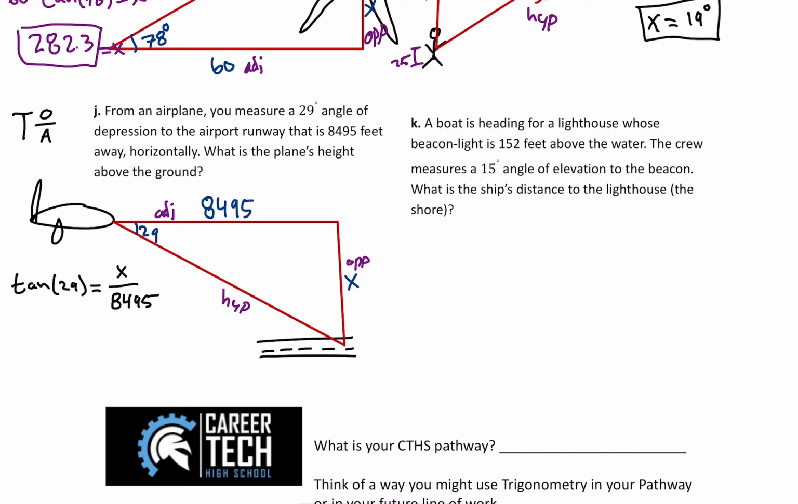So I'm going to cross multiply here, and when I do cross multiply, I'm going to end up with 8,495 times the tangent of 29 is equal to x. Now I can type in 8,495 times the tangent of 29, and I end up with x is equal to 4,708.9. That is how high the plane is from the ground, 4,708 feet above the ground.